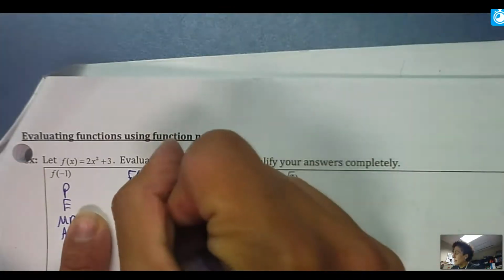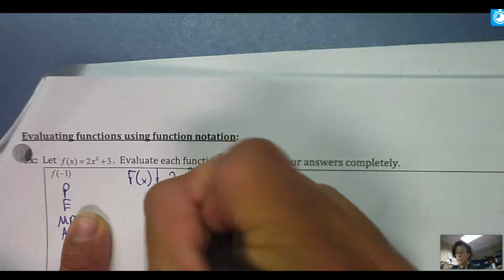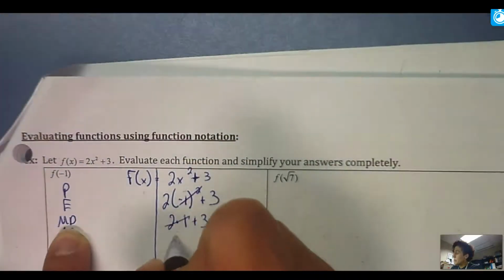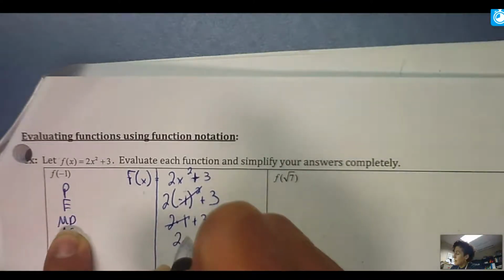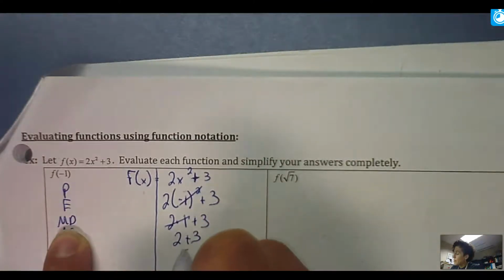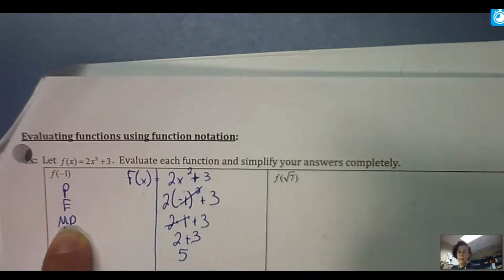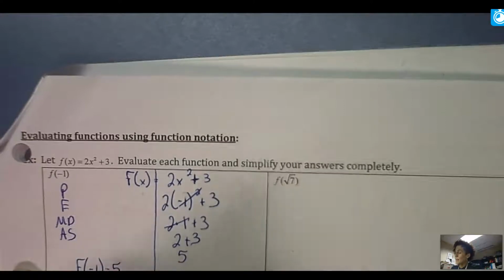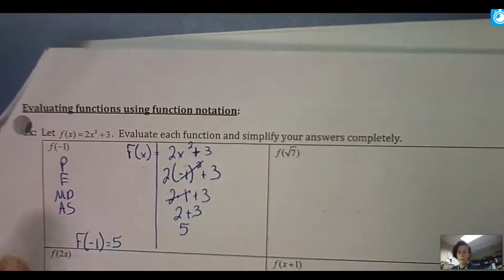Then I'll bring everything down. After exponents, I look for multiplication and division. When I'm done, I get 5. Our goal is to also write the answer the correct way. So my function, if x is worth -1, gives me an answer of 5. This is how I prefer to have your answers written.